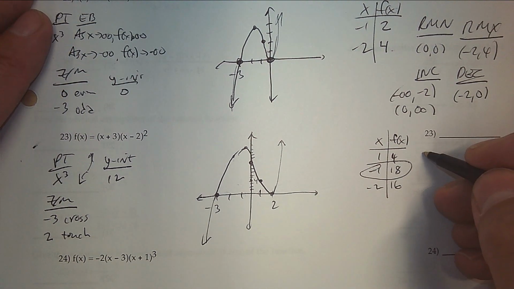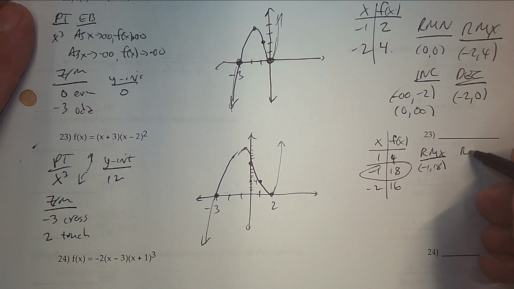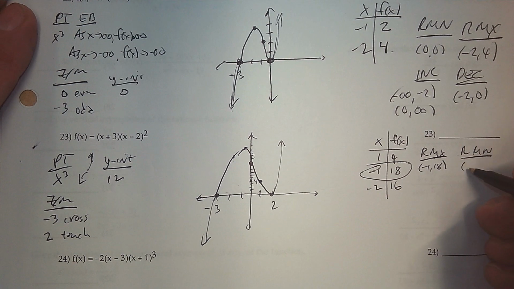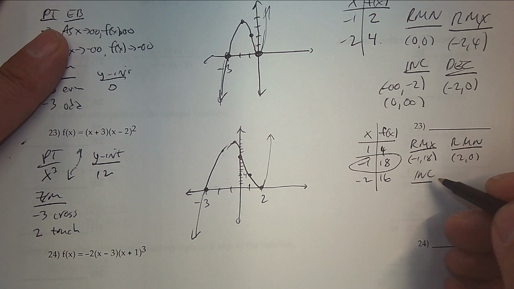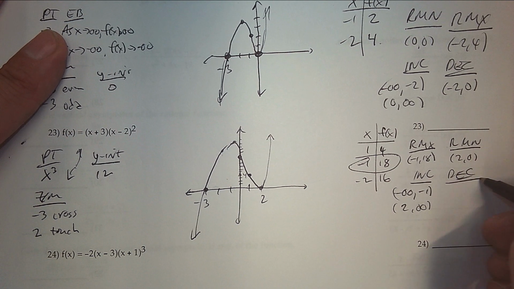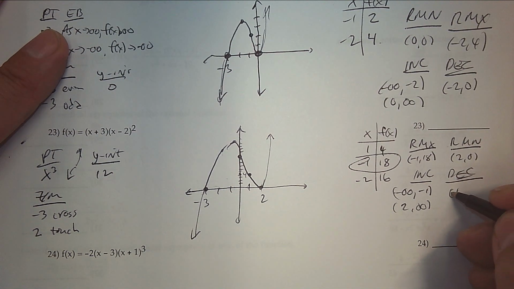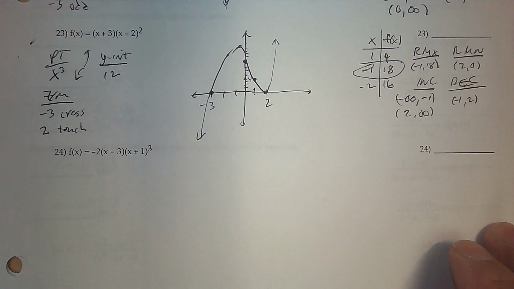So we can say that there's a relative max at negative 1, 8 and a relative minimum at the turning point at 2, 0. We know it's increasing from negative infinity to the turning point, negative 1. It's also increasing from 2 to infinity. It's decreasing in between, so that's from negative 1 to 2. All right, one more like that.